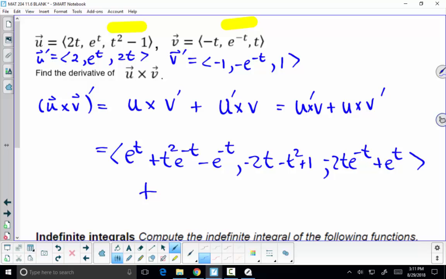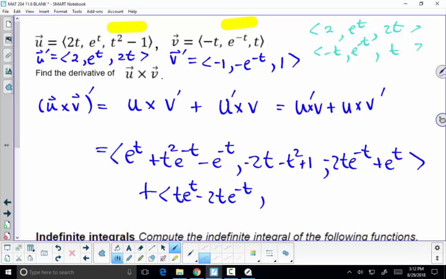And then the last one, we have to do u prime, so this one times v. So we're going to cross out the first columns. Yeah, let's make it easier on ourselves. So u prime is 2 e to the t, 2t, and v is minus t, e to the minus t. Do it in a way that makes it visually pleasing. So here we're going to get t e to the t minus 2t e to the minus t.